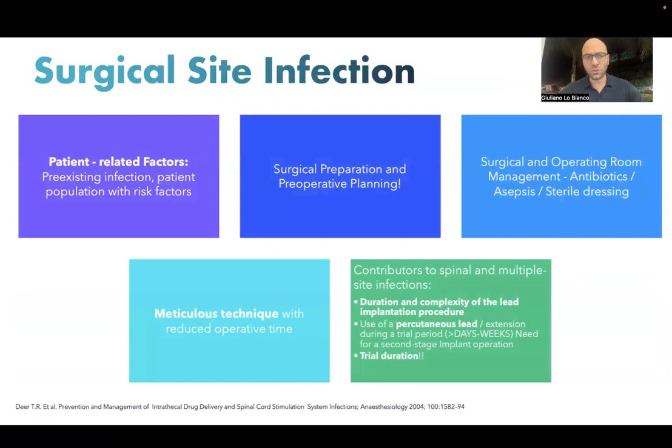So, first of all, regarding surgical site infection, we have patient-related factors such as pre-existing infection or a patient population with risk factors, for example, patients with diabetes. And surgical preparation and preoperative planning is very important, also surgical and operating room management, antibiotics, asepsis and sterile dressing, and a meticulous technique with reduced operative time.